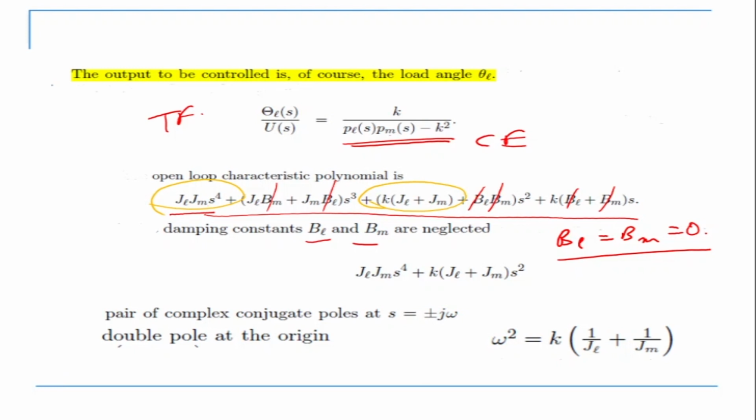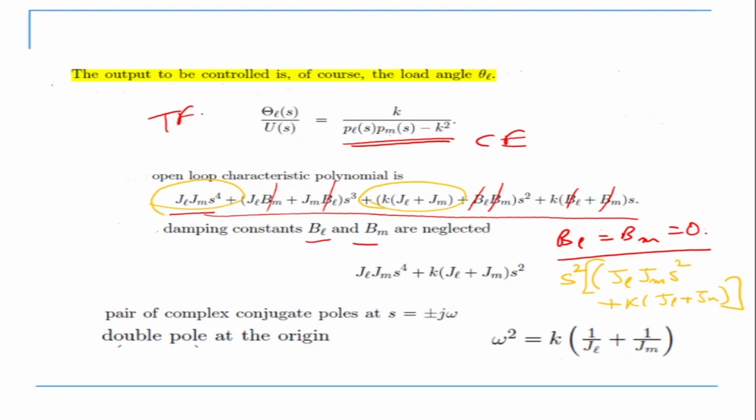JL JM s squared plus K into... so this means that this is an s squared. So I can take s squared common. What I'll be left with is JL JM s raised to 2 plus Km into JL plus JM. This is what we are left with, right?